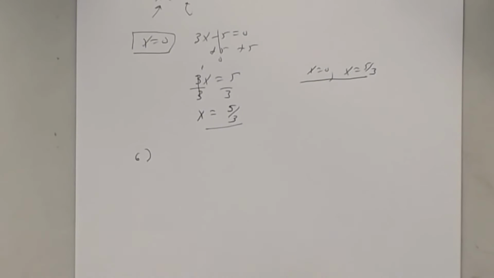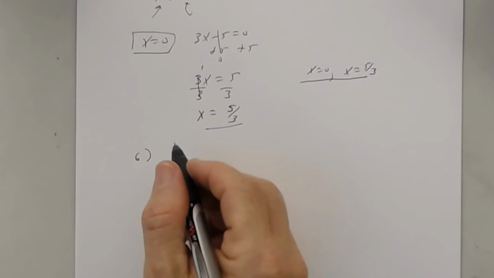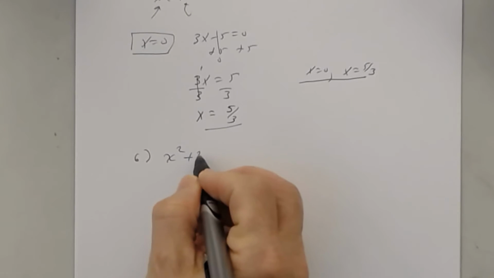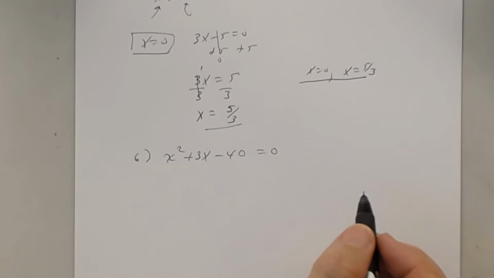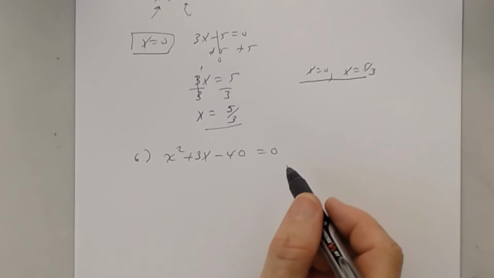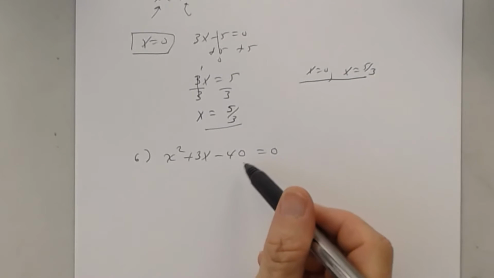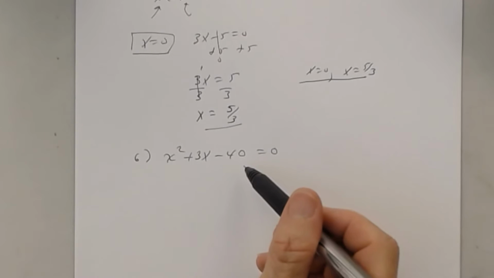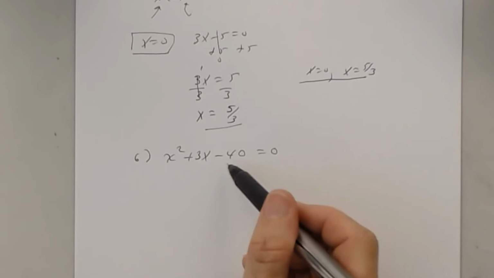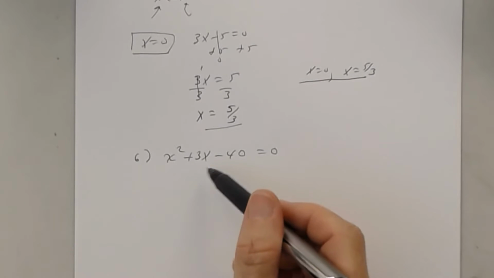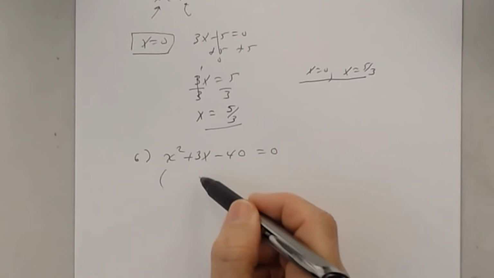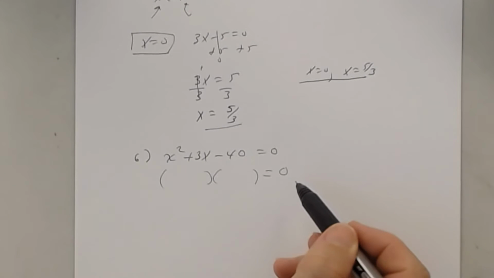Number 6. Suppose you had x squared plus 3x minus 40 equals 0. All right. So you're going to solve this quadratic equation by factoring. So you're going to try to factor the left-hand side. What's the GCF? 1. So it's a trinomial, so I'm going to go directly to factoring as two binomials. Equals 0. Don't forget to say equals 0.